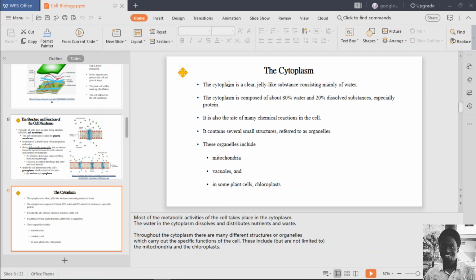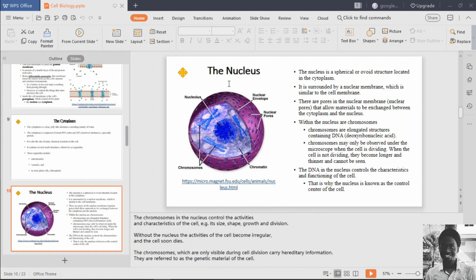It's only the green part of the plant that has chloroplasts. Okay, good. Now, the nucleus of the cell is actually a spherical or an ovoid structure located in the cytoplasm. It is surrounded by a nuclear membrane, which is similar to the cell membrane. However, there are pores in the nuclear membrane, and these pores are called nuclear pores. They allow materials to be exchanged between the cytoplasm and the nucleus. So things can pass through these nuclear pores.